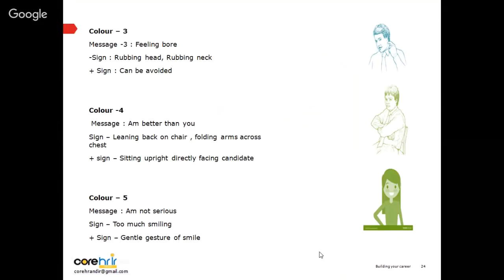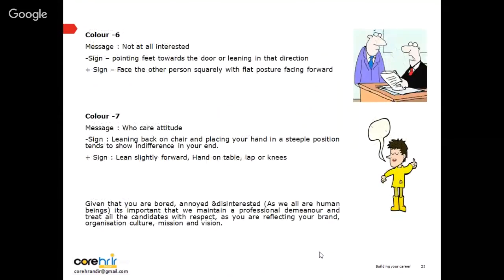So just have an understanding that somebody is watching you. So be very cautious on that line. The next one. And sometimes pointing feet toward the door, or leaning in that direction, or leaning back on the chair, placing your hand, that kind of thing. So these are the various signals which one can avoid.